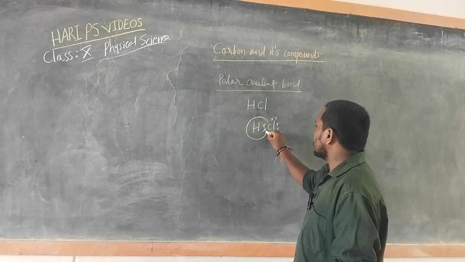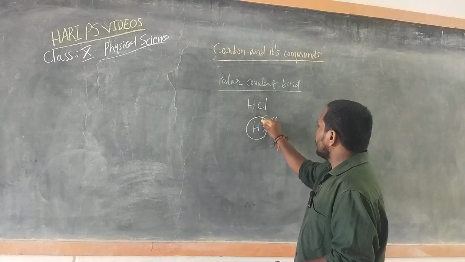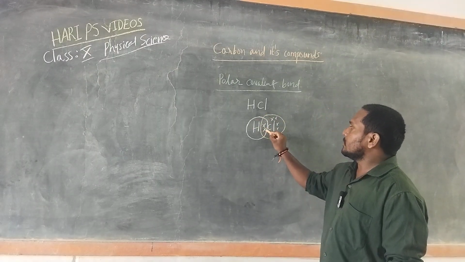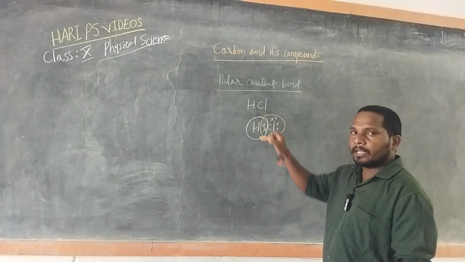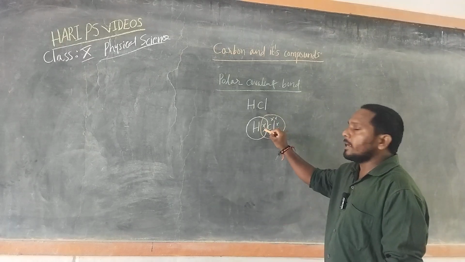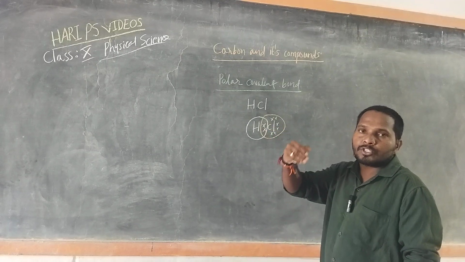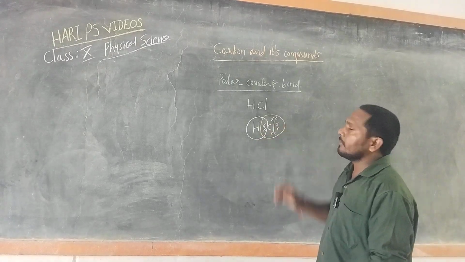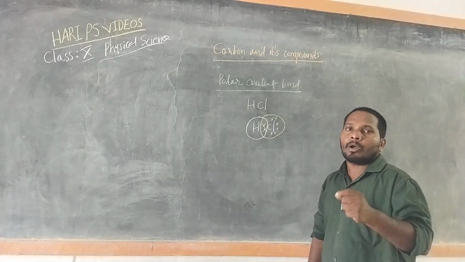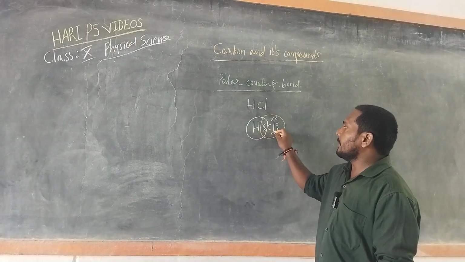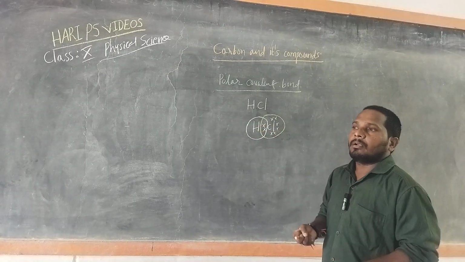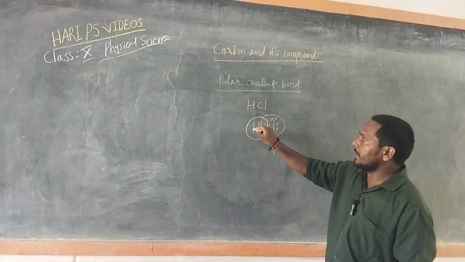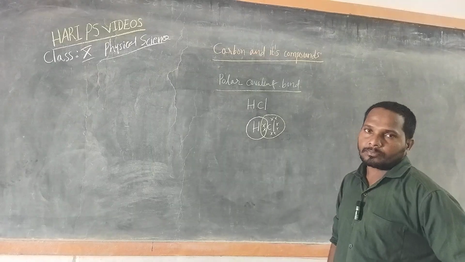These two electrons are shared by hydrogen. So here, these two electrons, as we discussed earlier, are the bonded electrons, the electrons which are involved in bonding. These bonded electrons are bound by the nuclear forces of two atoms, like hydrogen and chlorine.